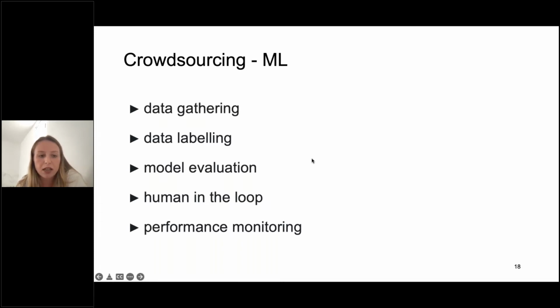We could also use crowdsourcing as a human in the loop concept. This would be the case, for example, if our algorithm is not so sure about the prediction, and we could use a human labeler to help the algorithm take the decision. Another way we could use crowdsourcing is performance monitoring. This is when we already have our model in production and we want to monitor if it's deviating, and we could use crowdsourcing for it as well.